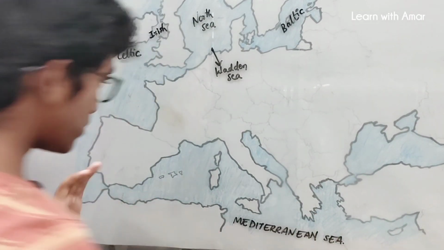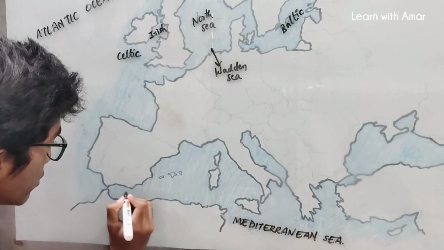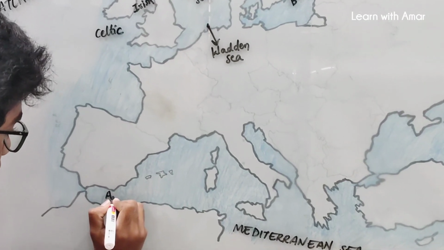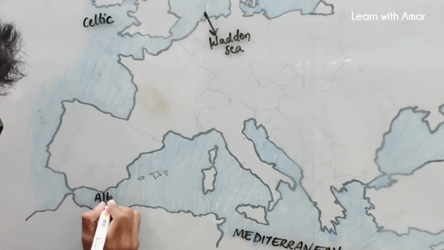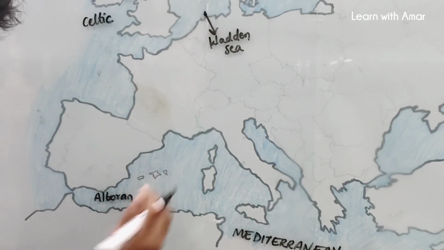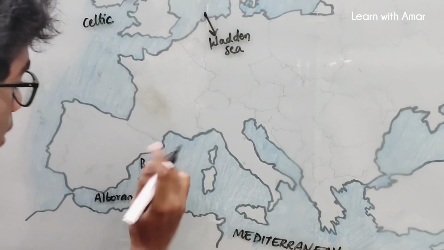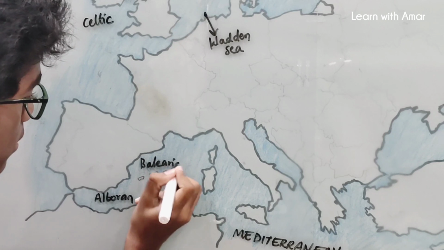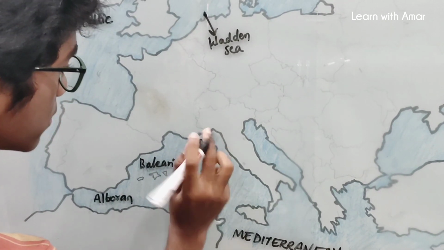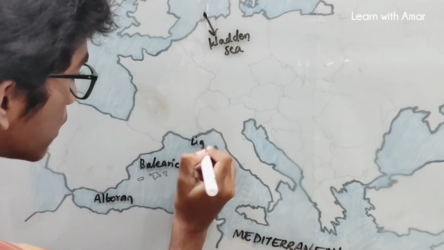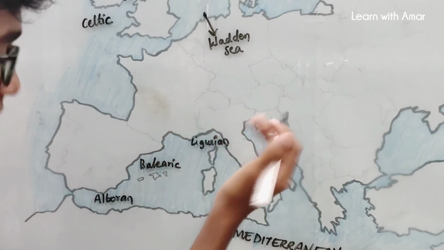We'll go from this side to that side. First, here we find the Alboran Sea, named after Alboran Island. Here we find the Balearic Sea, named after the Balearic Islands. And over here we find the Ligurian Sea, named after the Liguria area here in Italy.